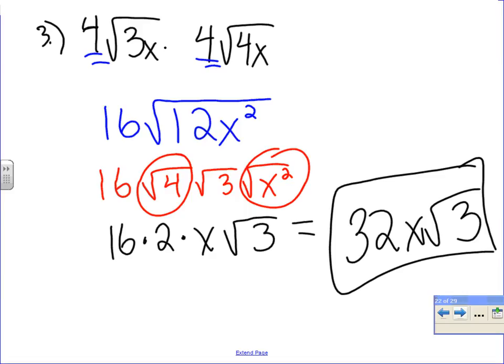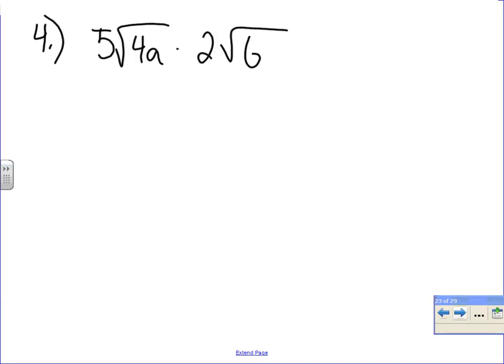Questions on that one? Okay, let's do number 4 together. If you'd like to go ahead of me, go ahead. Okay, but number 4 is very similar. Make sure if you're going ahead of me that you're checking once you're done. Okay, so number 4, the very first thing you need to do is multiply what's in front, multiply what's in the radical. 5 times 2 is 10, and then 4a times 6a is 24a squared. So multiply what's in the front, and then multiply what's in the radical.